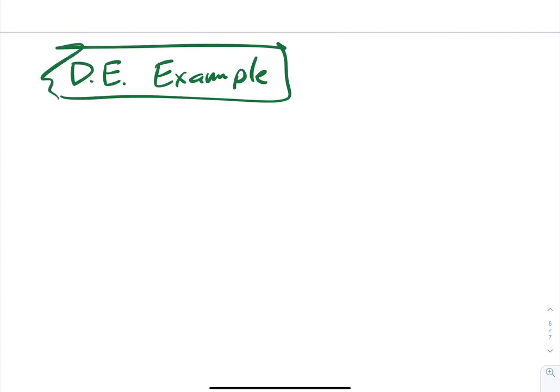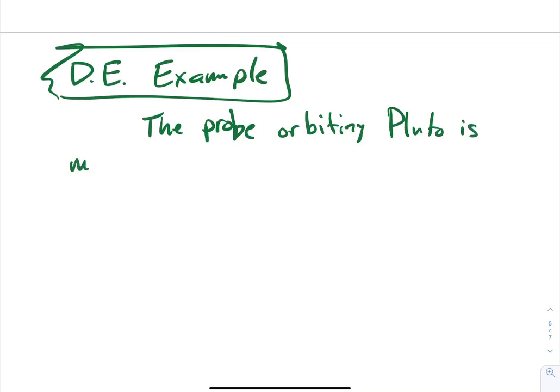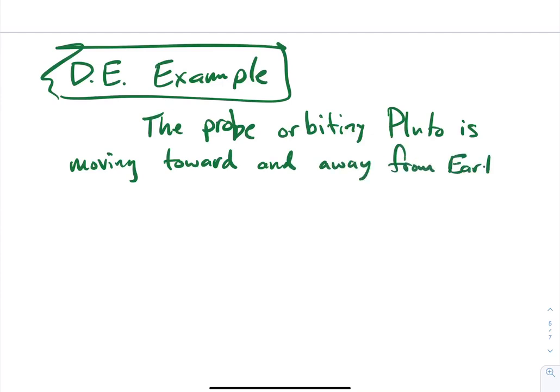And in this example, we're going to say that there's a probe orbiting Pluto. So we'll say the probe orbiting Pluto is moving toward and away from Earth at various times, of course. Does anyone know how far away Pluto is from Earth? I'll tell you that it's about 40 AUs from the sun, so on average it's probably about 40 AUs from us. Anyway, the probe is orbiting Pluto and it's moving toward and away from Earth at various times.